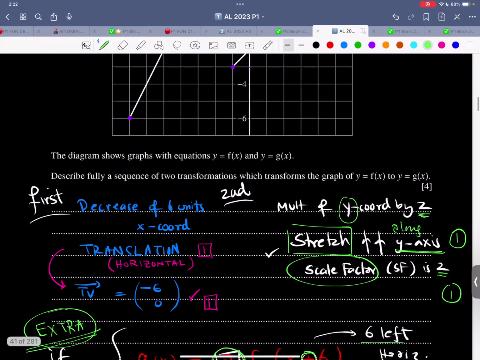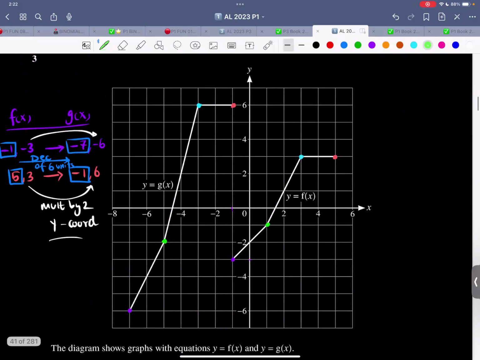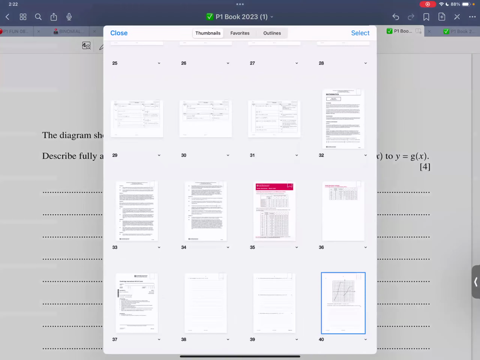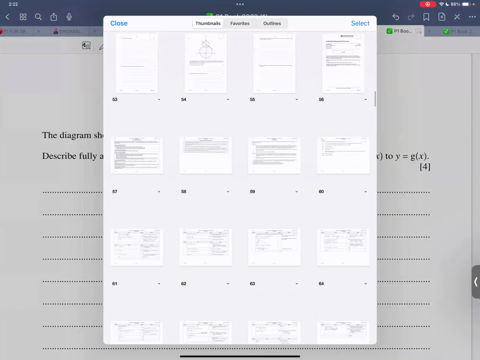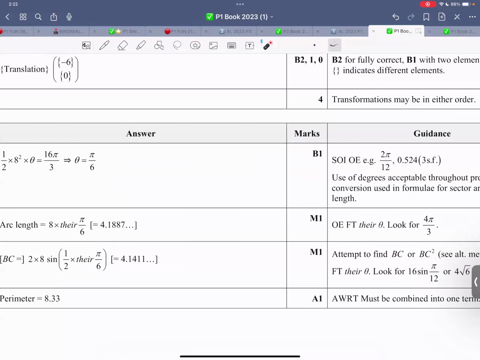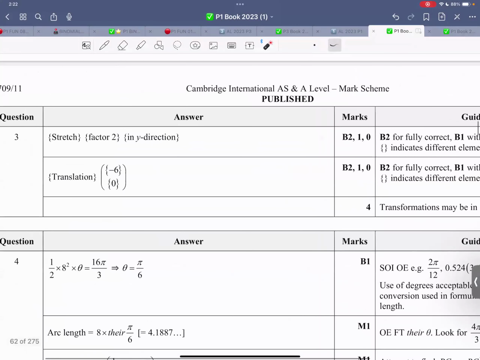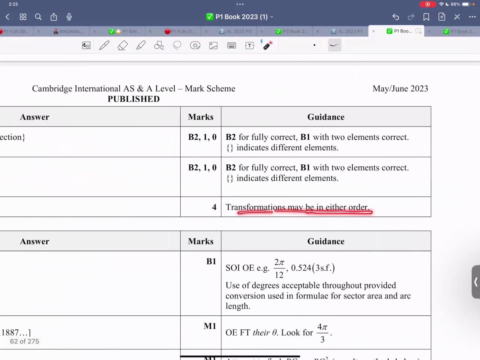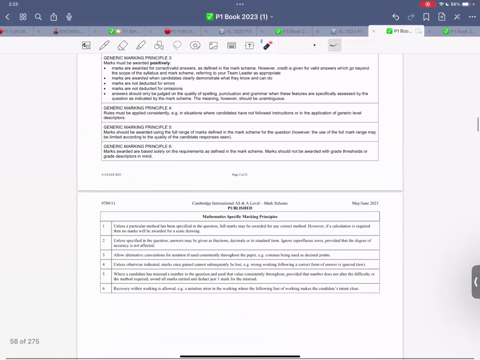Now, few people ask this question, what if we first stretched it and then translated it? It doesn't make a difference. I'll just show you over here. For this particular question, let me go to the mark scheme: stretch factor 2, y direction, translation (-6, 0). Transformation may be in either order. So that's not an issue. Transformation may be in either order. So that is all clear.